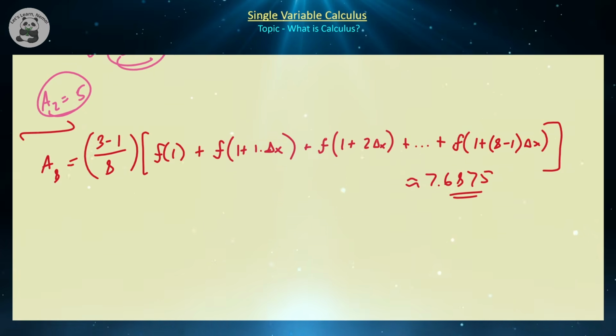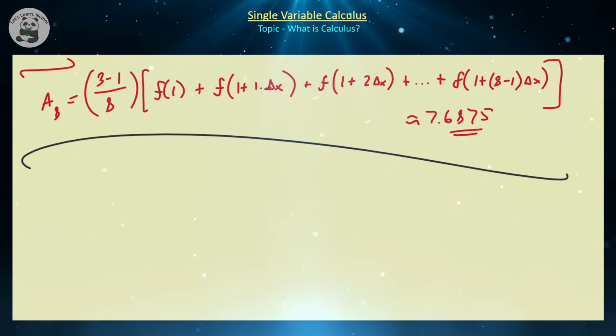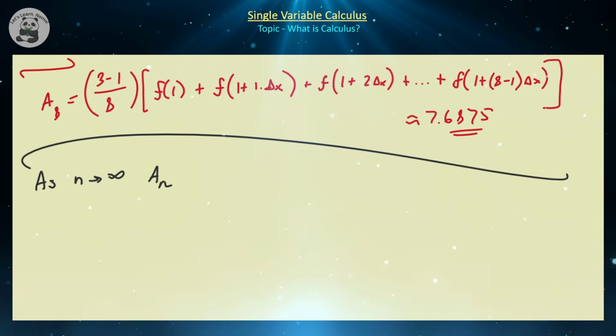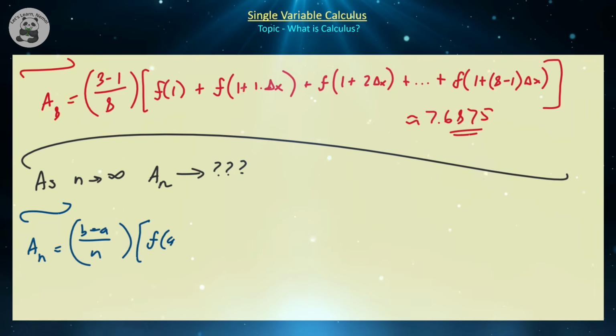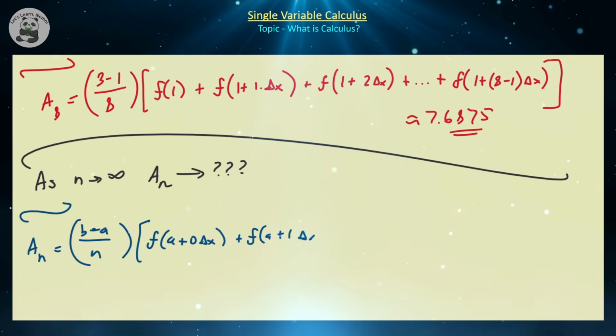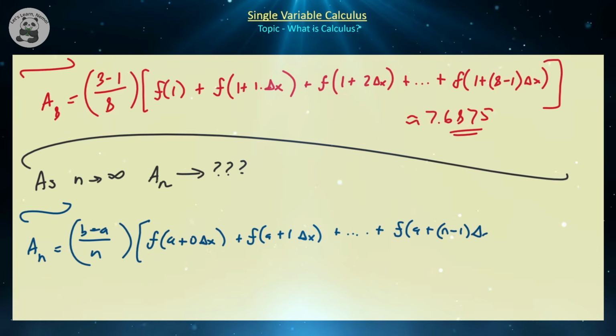But is it possible that we can easily generate a formula that will allow us to converge to that number a little bit more quickly, right? So obviously, as n gets closer to infinity, this area approximation A_n is getting closer and closer to something, right? So if we look at the general formula for A_n, that's going to be equal to b minus a divided by n, which is obviously our delta x, times f of a plus 0 delta x plus f of a plus 1 delta x all the way out to plus f of a plus n minus 1 delta x.